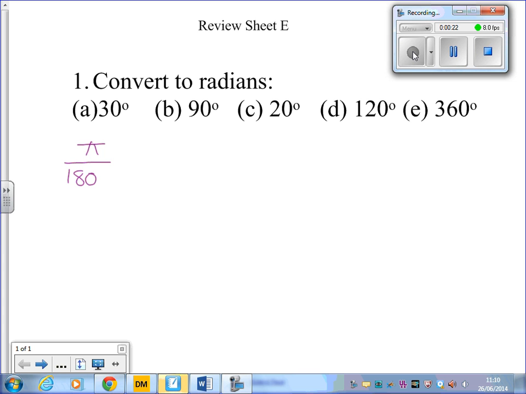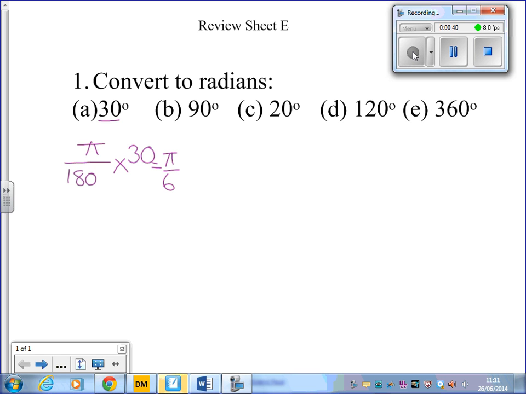180, and I multiply it by the angle that I'm changing, so this time 30. Pi over 180 times 30, if I cancel that down, my answer is pi over 6.